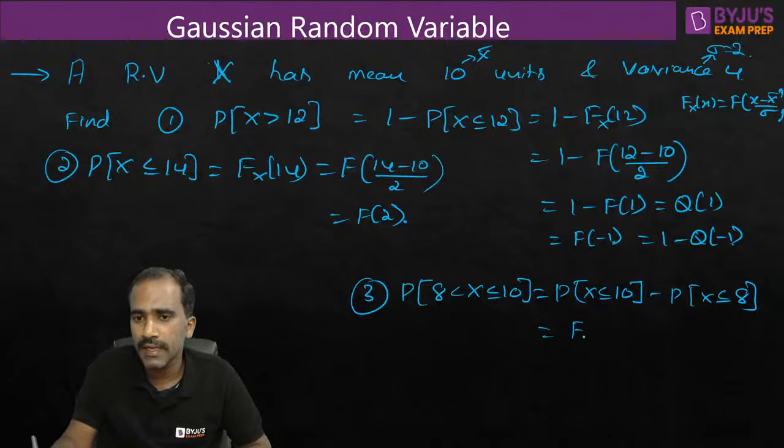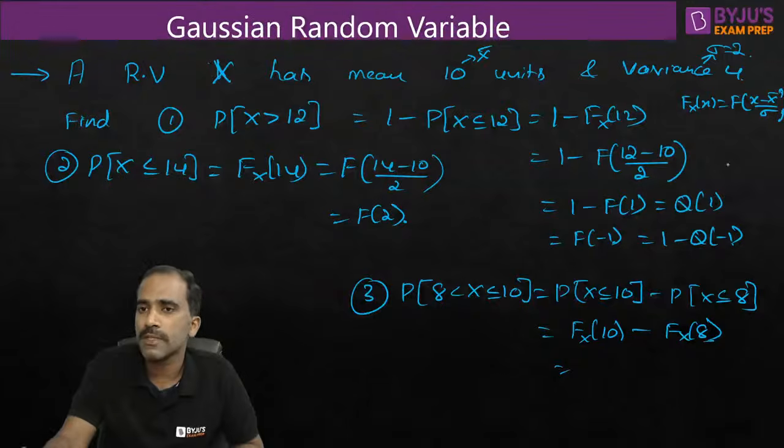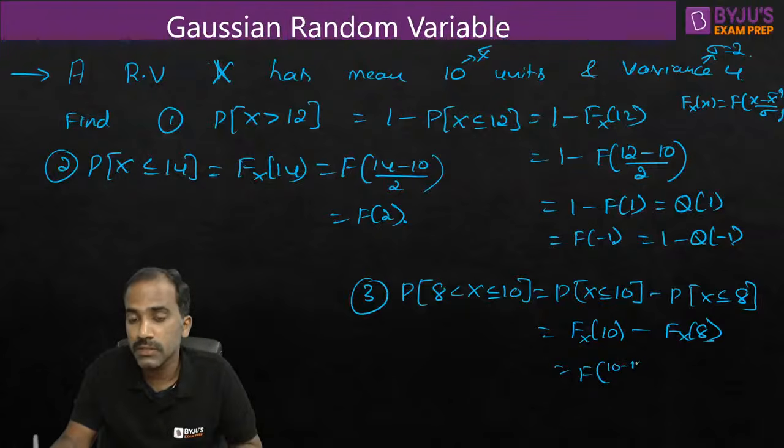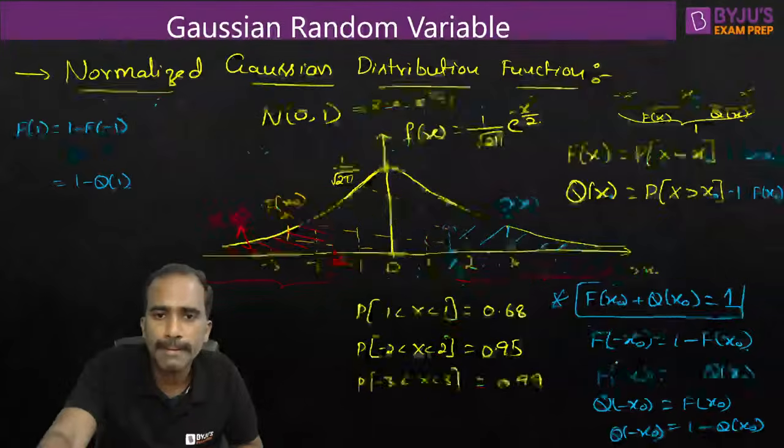Now, this is looking like Fx of 10 minus Fx of 8. And Fx of 10, let's convert it using the CDF of the normalized Gaussian. It is F of (10 minus 10) divided by sigma, which is 2, minus F of (8 minus 10) divided by 2. This is F of 0, since 10 minus 10 is 0, minus F of minus 2 by 2, which is minus 1. How much is F of 0? Anyone?